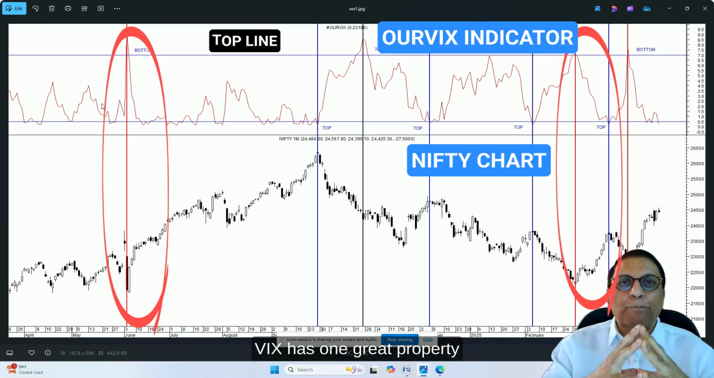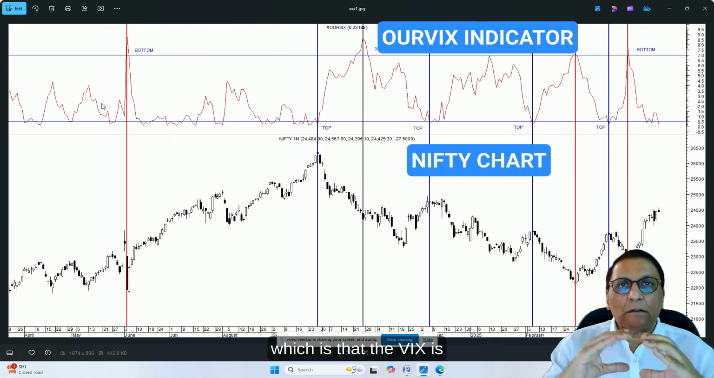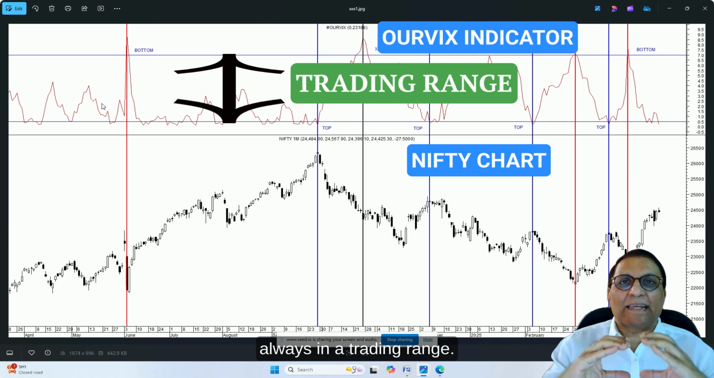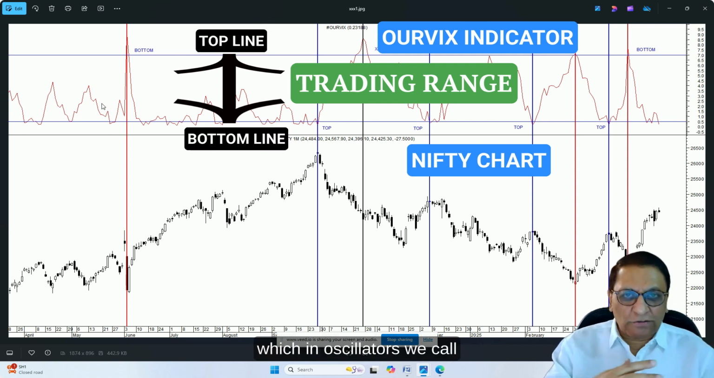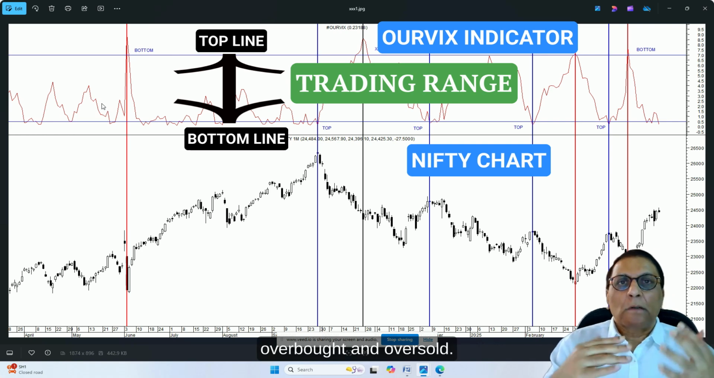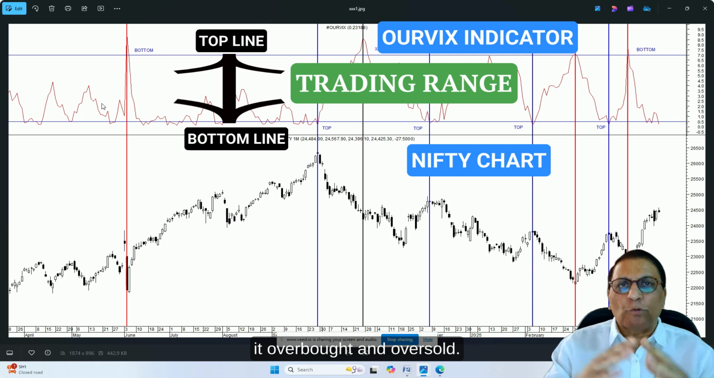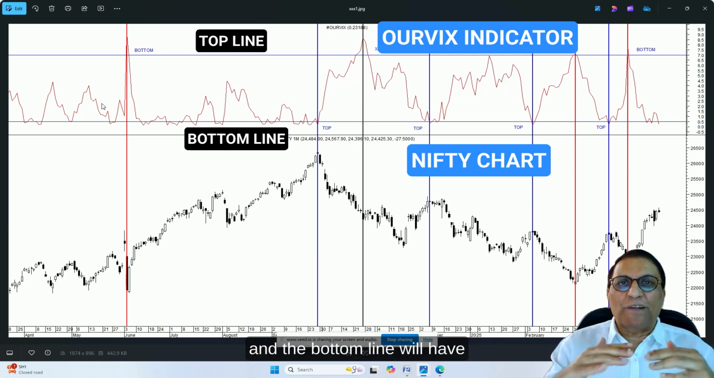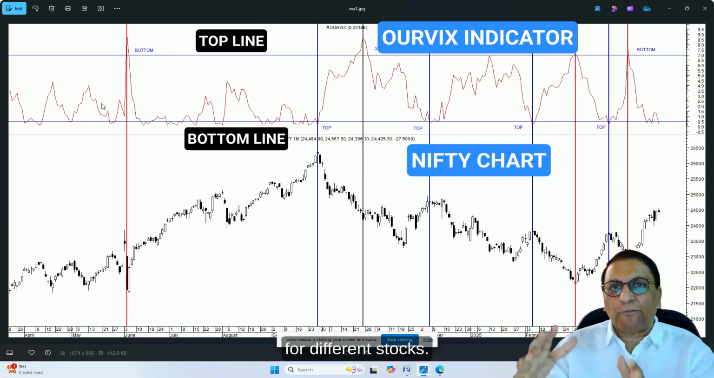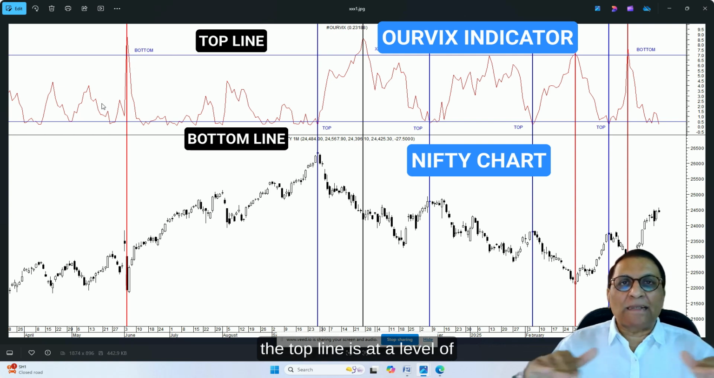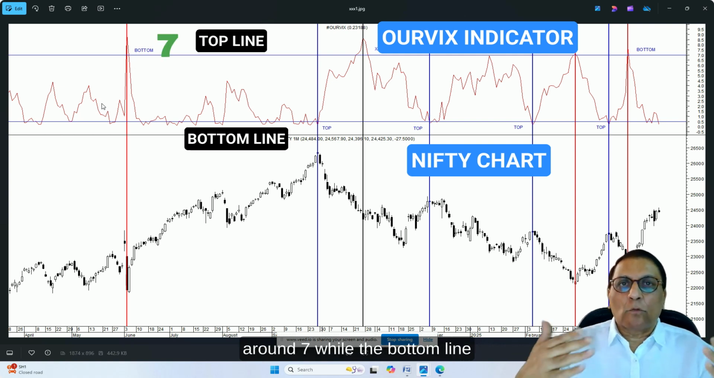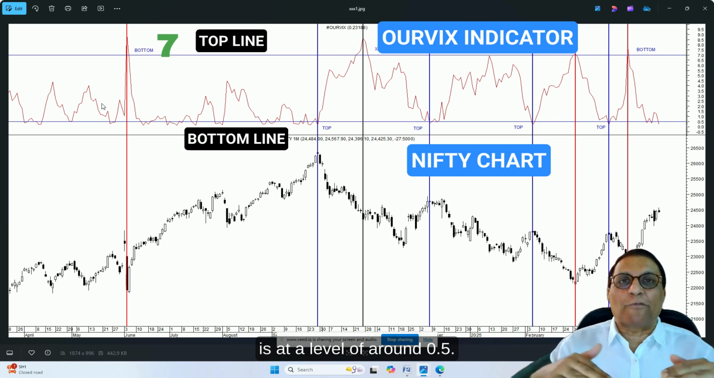VIX has one great property, which is that the VIX is always in a trading range. There is what we call a top line and a bottom line, which in oscillators we call overbought and oversold. In this case, we do not call it overbought and oversold. We just call it the top line and the bottom line. Now, this top line and the bottom line will have values which are different for different stocks. In the case of Nifty, the top line is at a level of around 7, while the bottom line is at a level of around 0.5.